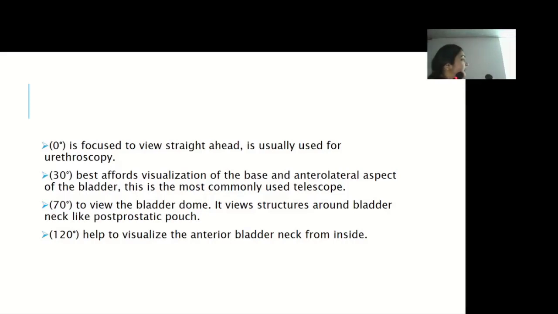Another one is the 70 degree lens, which basically helps in visualization of the bladder dome. Again, you have to rotate to see the other structures. The 120 degree lens helps in visualizing the anterior bladder side, the dome and the anterior wall of the bladder.